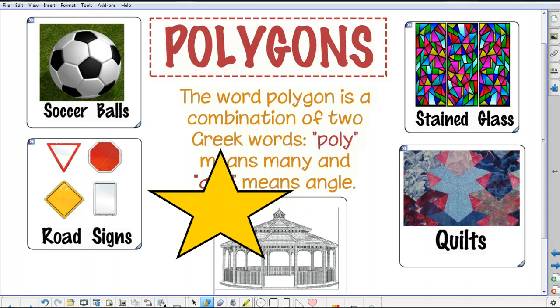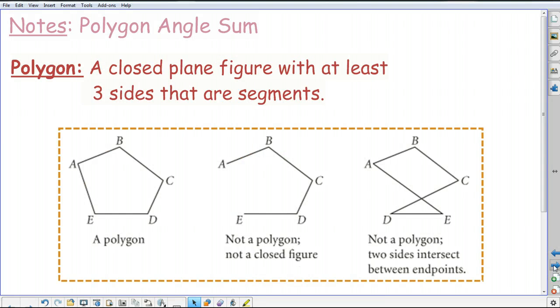Okay, so here's the official definition. Write it down. Polygon: a closed, plane figure with at least 3 sides that are segments. It's got to be closed. None of the sides can be open. It doesn't let anything in. It has to be a plane figure. That means it's 2D. It's not 3D. It's got to have at least 3 sides. How would you draw a polygon with 2 sides? You can't. And the sides have to be segments.